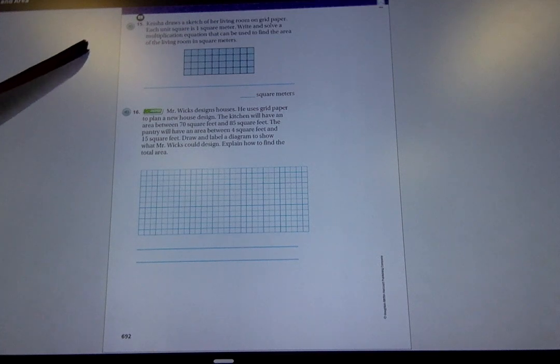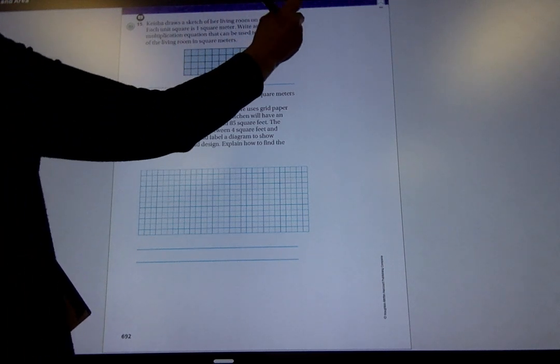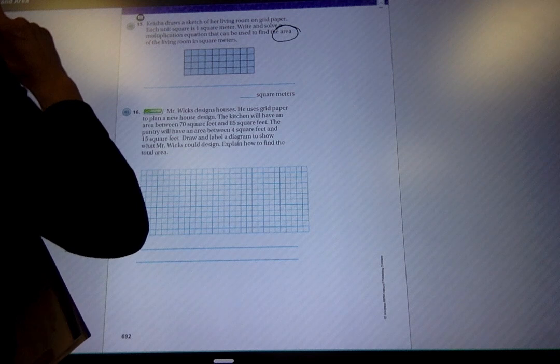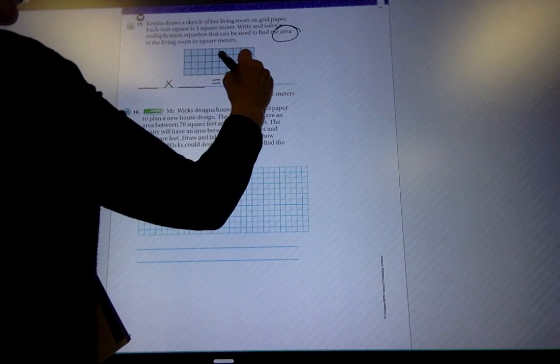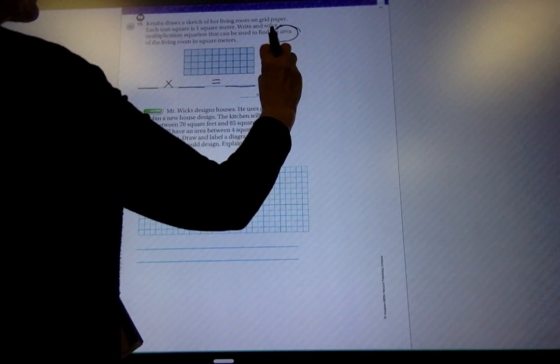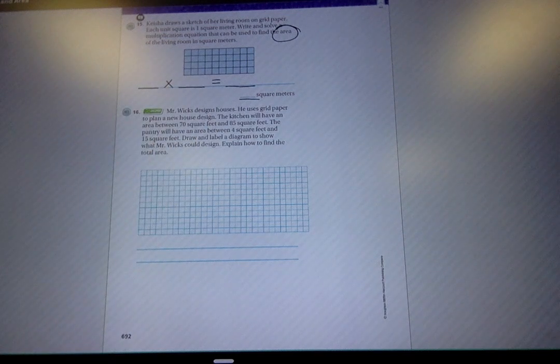Keisha draws a sketch of her living room on grid paper. Each unit square is 1 square meter. Write and solve a multiplication equation that can be used to find the area of the living room in square meters. So we're looking for the area. So we're going to have to find the numbers that we're going to multiply. Length times width equals your answer, and it's square meters, which I guess I don't have to write because you're going to write it right here where it says square meters.